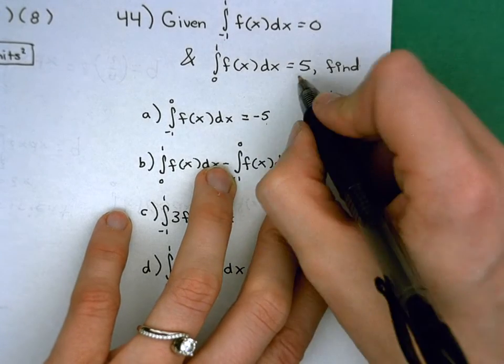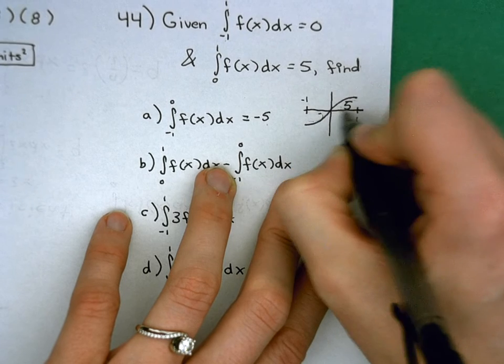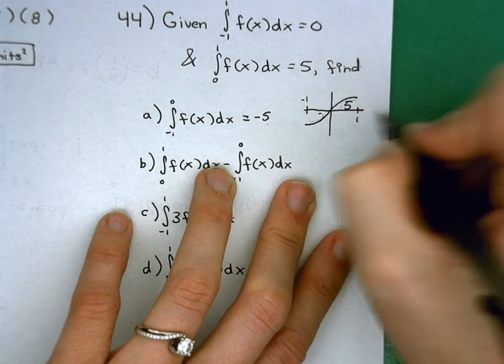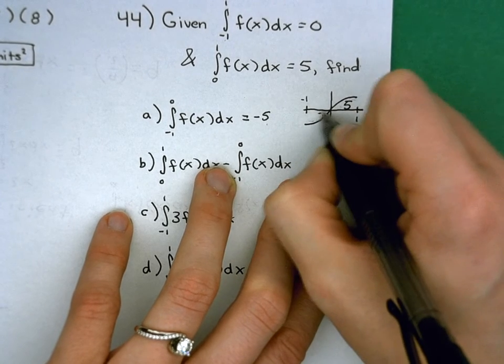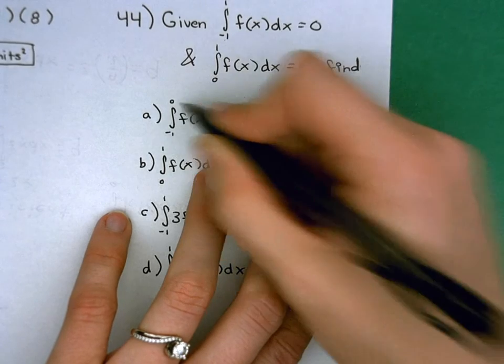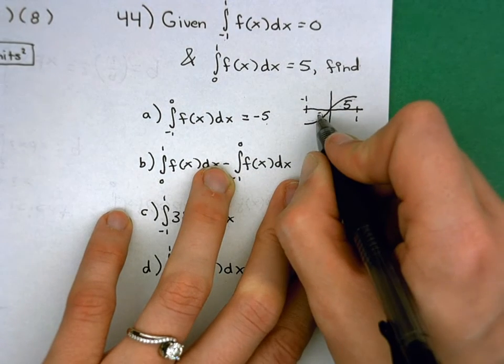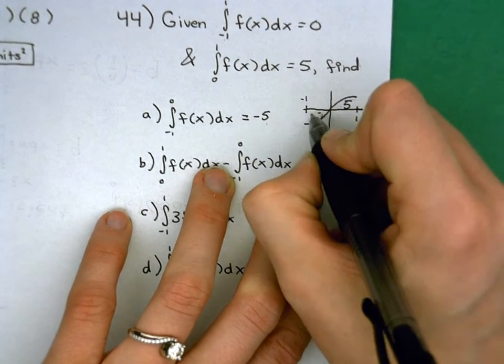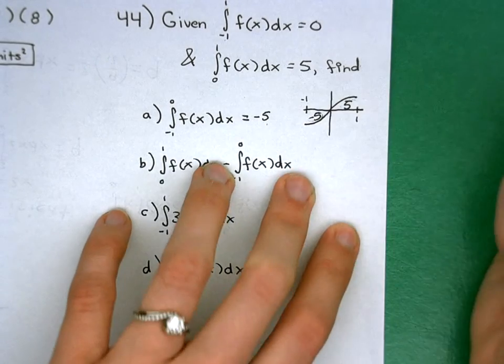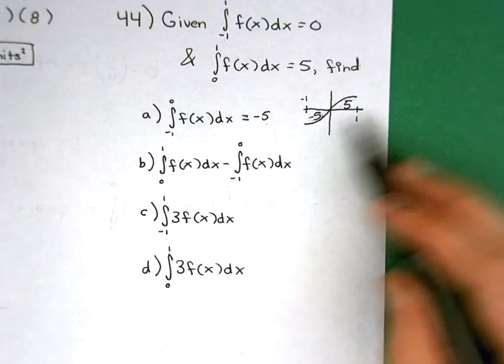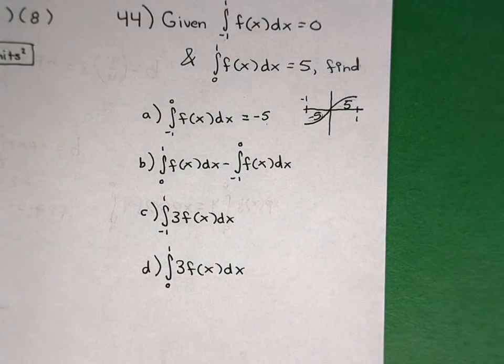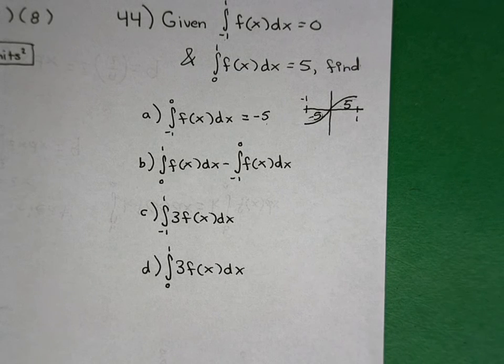I'm told 0 to 1 is 5. This piece here is 5. So the question is, what would this piece have to be, the negative 1 to 0 piece? What would this piece have to be to give me 0 as a total? Well, that piece would have to be negative 5. And then you'd have a total area of 0. It might be a little bit easier. And again, that function, I made that up. I don't know what f of x looks like. I just decided that was my f of x, just so I'd have something to label, so I'd have something to look at.